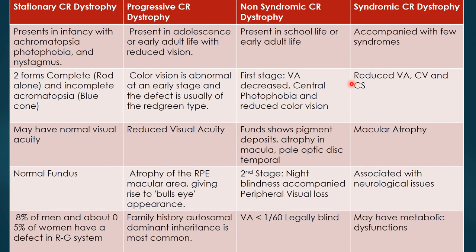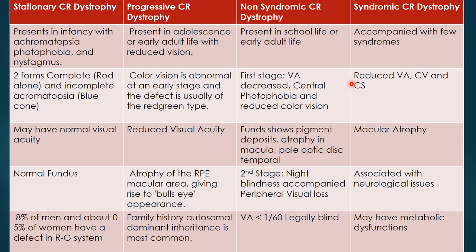Coming to progressive dystrophy, it presents in adolescence or early adult stage, with reduced visual acuity, and the patient will have a bullseye appearance. Coming to the family history, they will have a family history of color blindness, with autosomal dominant inheritance. Coming back to non-syndromic dystrophy, it usually presents in school life or early adult life with a decrease in visual acuity, central photophobia and reduced color vision.